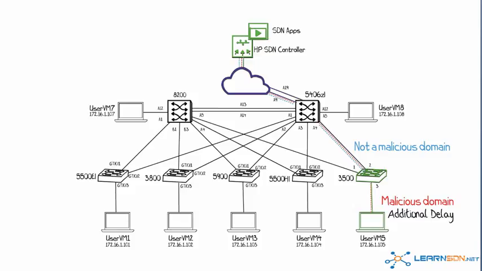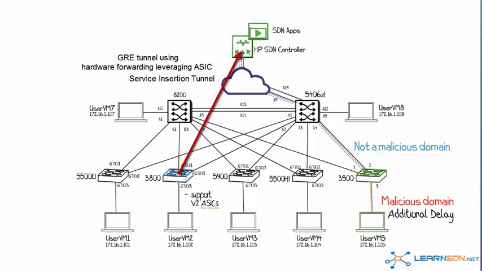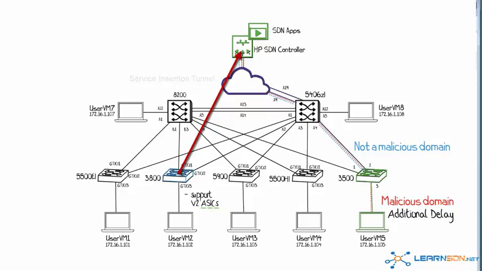Now, one of the things HP have done on specific switches that support what are called version 2 ASICs, so there's some specific hardware requirements in this case, is they use the ASIC on the switch for forwarding traffic to the controller via a tunnel called a service insertion tunnel. Essentially, it's a GRE tunnel, but it can use hardware forwarding of traffic from the switch to the controller via the GRE tunnel using the ASIC on the switch rather than using the central CPU of the switch. So it allows for very high throughput of traffic.